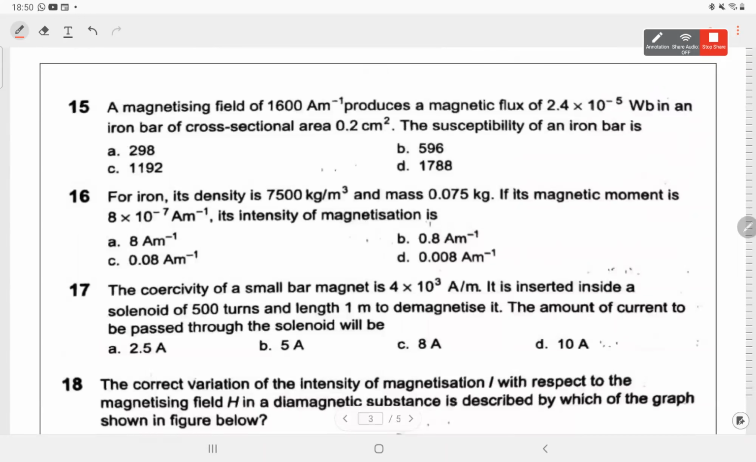Magnetizing field H produces magnetic flux phi in an iron bar; find the susceptibility. So phi is equal to B into A. From here we get B, and from B we get mu. Mu is equal to B by H, which is equal to mu naught into 1 plus chi. From here we get susceptibility. So it is a full calculation, but okay. Question 16: iron's density is given, mass is given, we'll find the volume, and then the total magnetic moment upon volume is the intensity of magnetization.